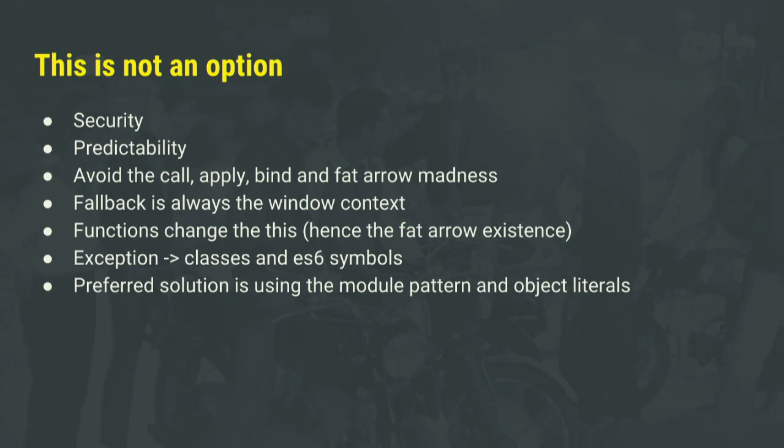Again, avoid call, apply, bind. Once you start using this, you have to be sure everywhere. You cannot use just regular functions. You have to start using call, apply, bind, or if you're using ES6, the fat arrows, forcing the new this object. And it gives you weird errors. If you use this inside, let's say, an XHR request, it can lose that context and fall back to the window. So it changes a lot.